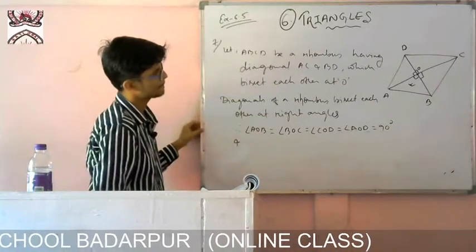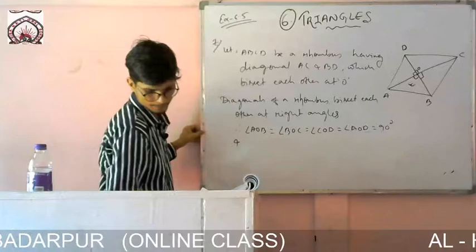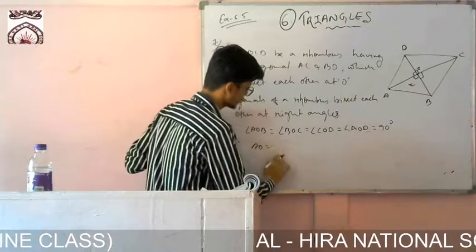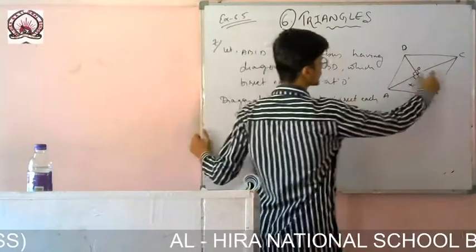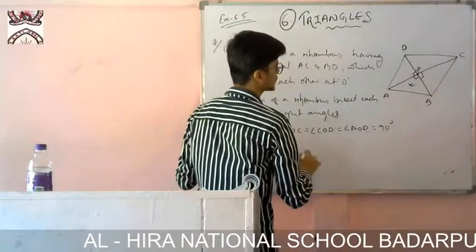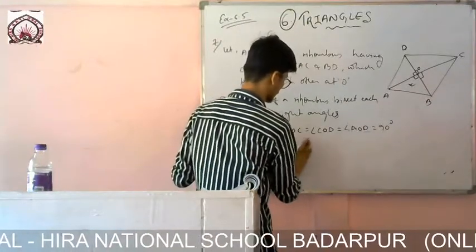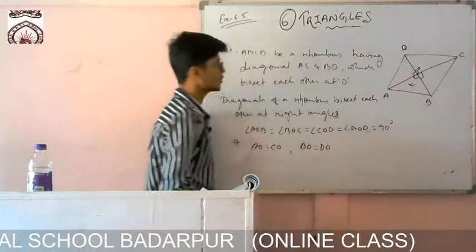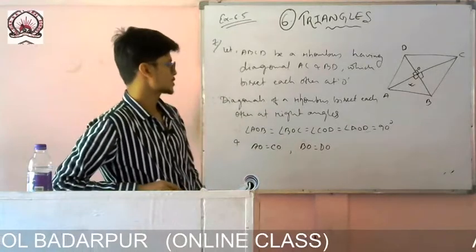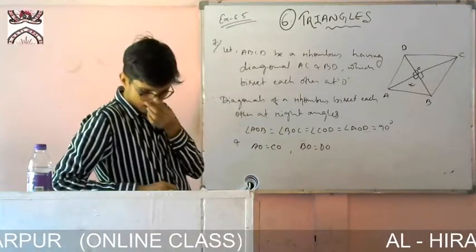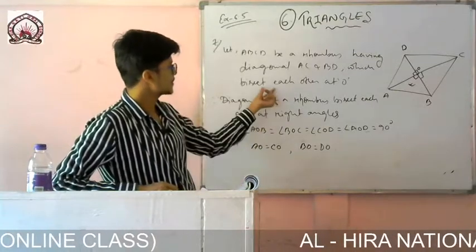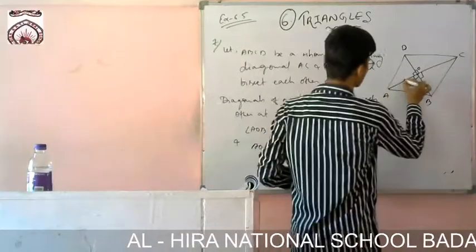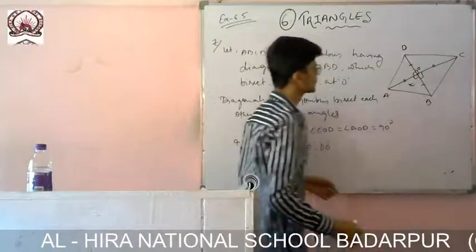So we can write that OA will be equal to OC. AO will be equal to CO, and BO will be equal to DO. This is also given because they bisect each other at O. So diagonals bisect each other equally. So this one and this one will be equal, and this one will be equal. Okay.